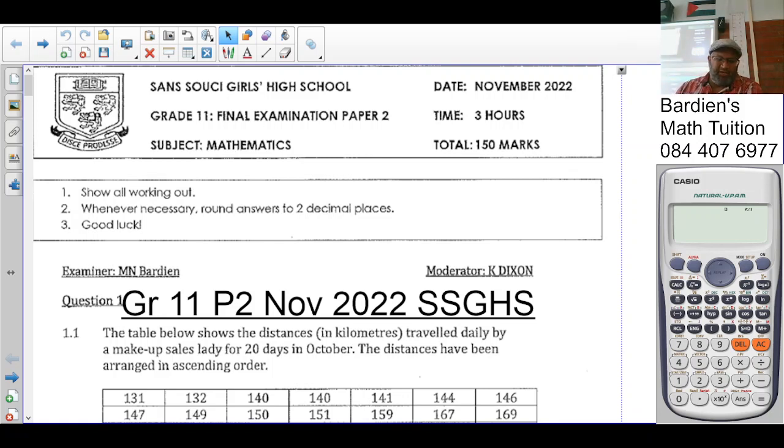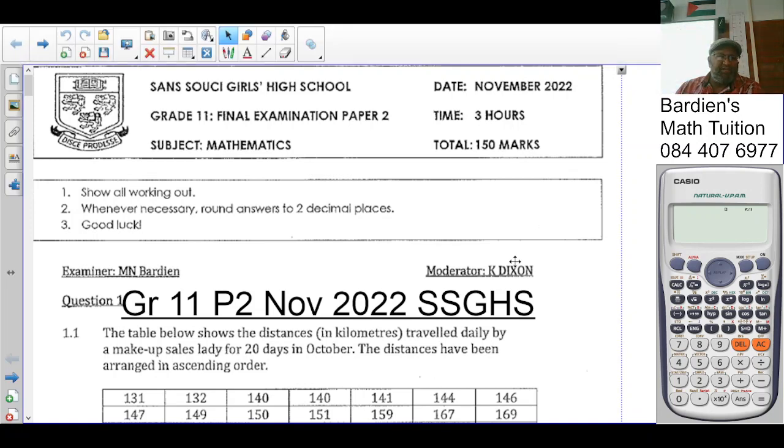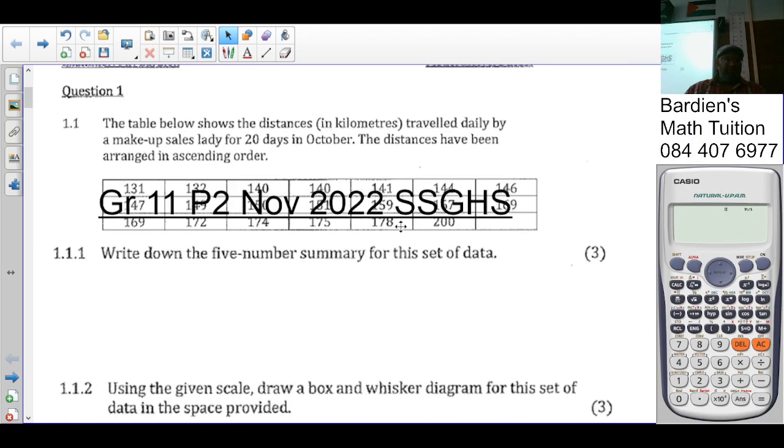So today we're looking at the paper you guys wrote last year, which was the November 2022 paper 2. At this point we have completed paper 1. So with time against us, we need to complete this paper 2 as well. Okay. So we are on question 1.